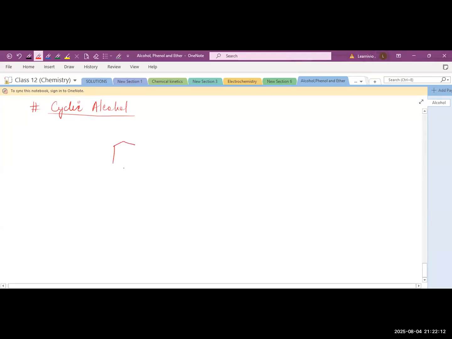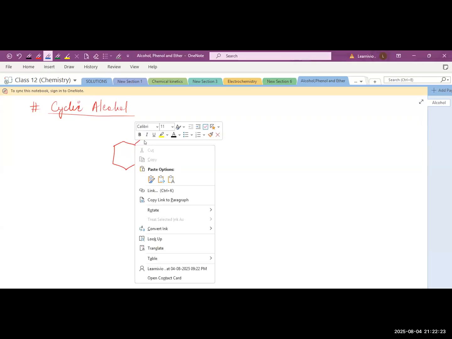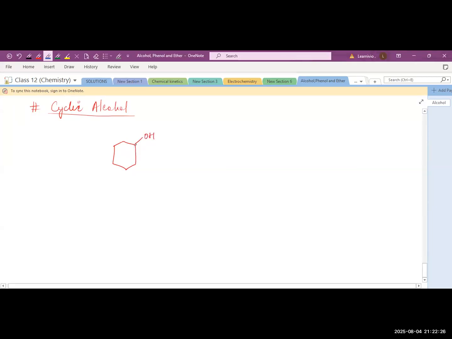Suppose there is a cyclic structure and here the OH group is attached. What I told you, always start the numbering from the carbon to which the OH group is attached. So we'll start the numbering from that: 1, 2, 3, 4, 5, and 6. So it's a 6-membered closed chain, a cyclic structure, you can see. So we'll just write the word cyclo. And how many carbons are there? 6 carbons. So it's cyclohexanol, right? Cyclohexanol.